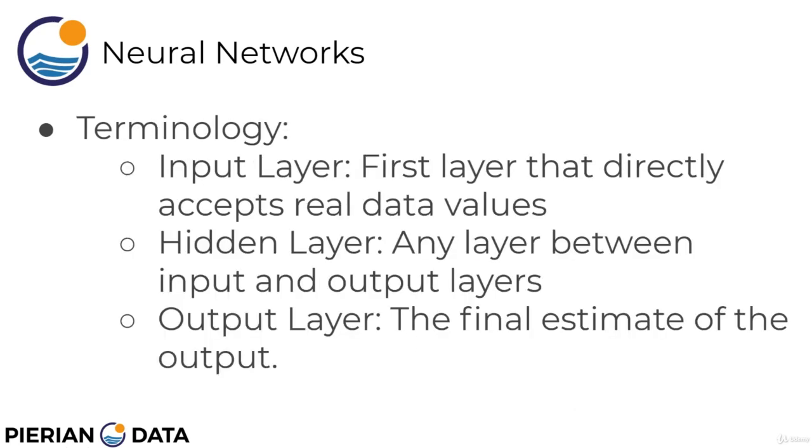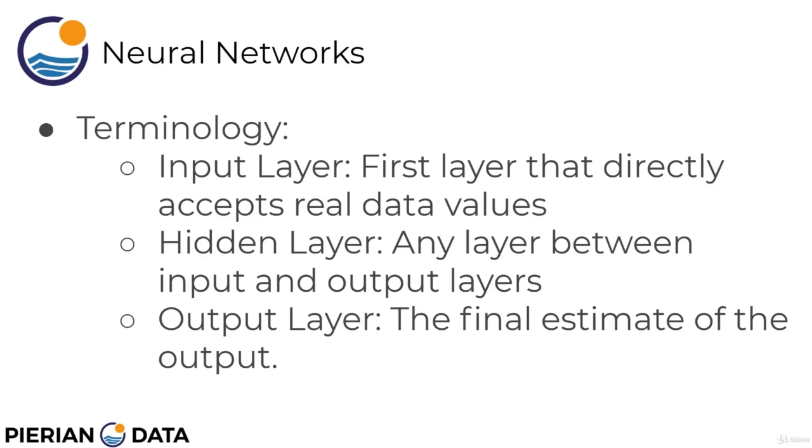So again, to overview the terminology, we have the input layer, the first layer that directly accepts real data values, the hidden layer, any layer in between those input and output layers, and if we have two or more, we begin to have what's known as a deep neural network, and then the output layer is the final estimate of the output that the network estimates.